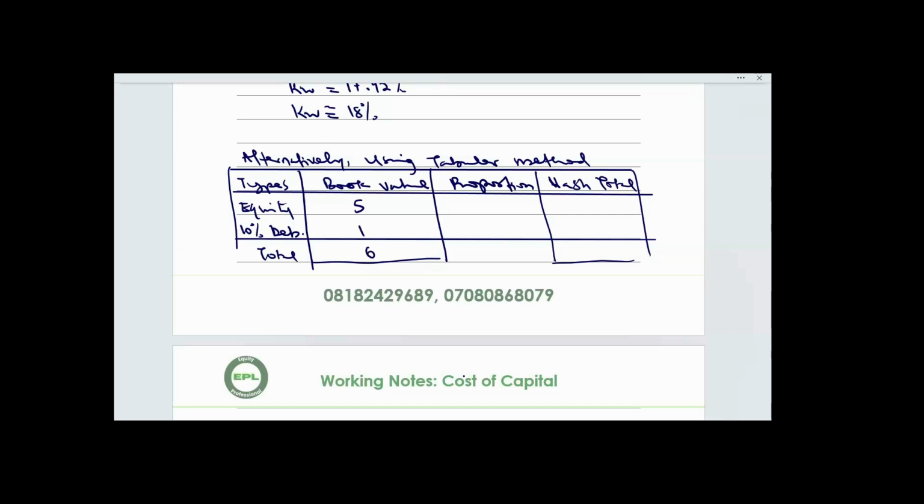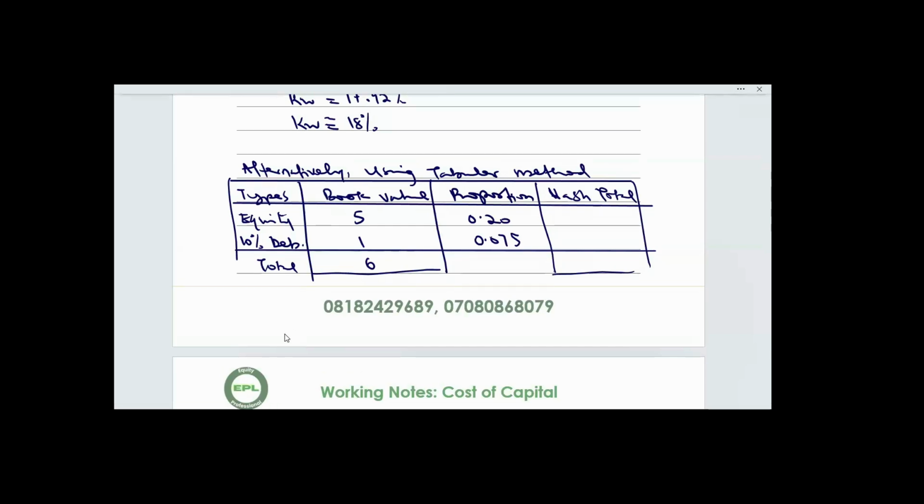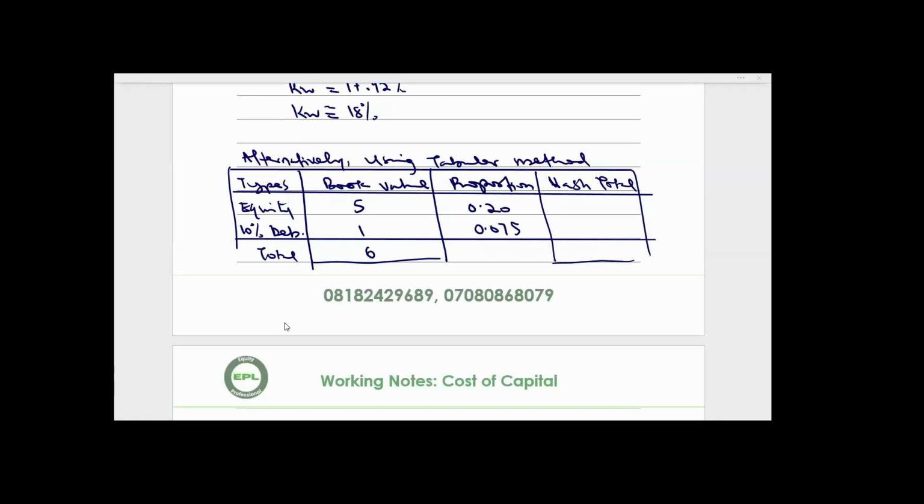Total is 6. According to the question, the examiner has given us cost of equity to be 20%, cost of the debenture to be 7.5%, 0.075. So to now get the hash total, you multiply 5 multiplied by 0.2. That should give us 1. Then 1 multiplied by 0.075. This is 0.075. When you add the two together, this should be 1.075.